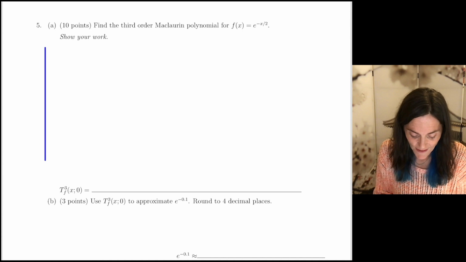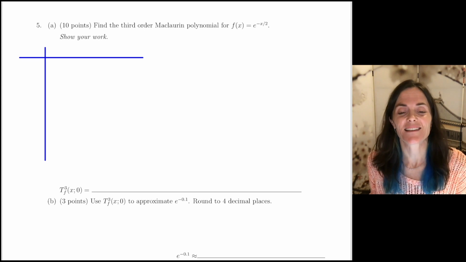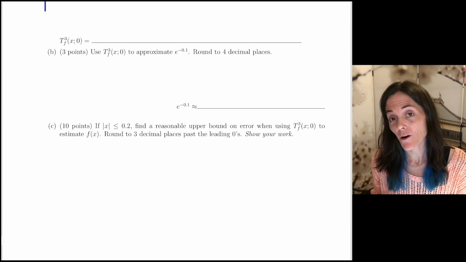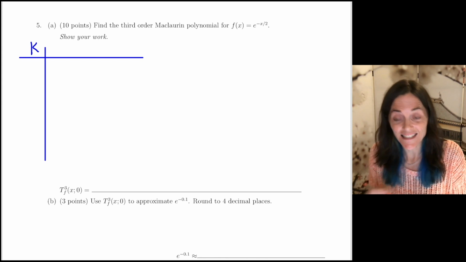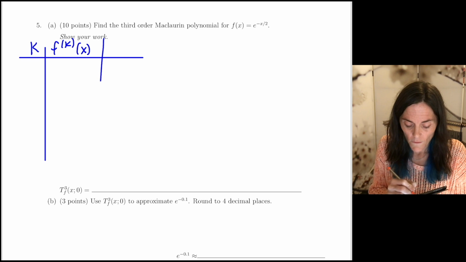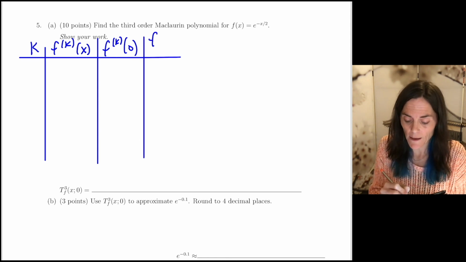Number 5, you see, we have a third order Maclaurin polynomial. Then we use it to approximate something, and we see we have a reasonable upper bound on error coming. Okay, so when I go to make this chart, what I always do, this is centered at 0. So I'll have k, the kth derivative as a function of x, the kth derivative evaluated at my center, which is 0, and finally, the kth derivative evaluated at my center divided by k factorial.